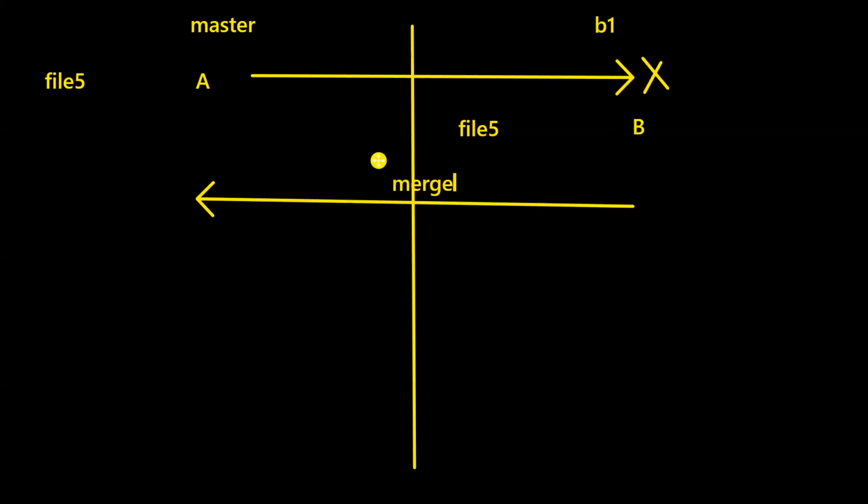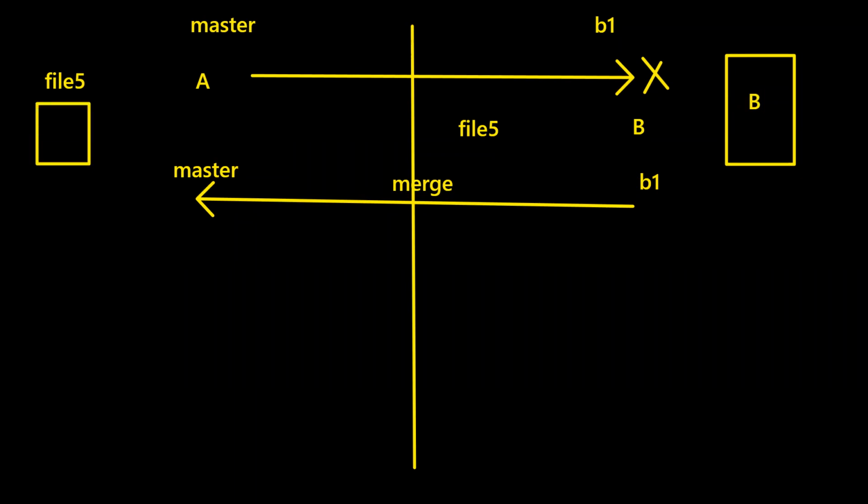What is the concept of merging changes from B1 to master? What is meant by merging? Merging basically is integrating, bringing changes from one branch to another, from B1 to master. So if you see the log or commit history of this particular file 5 on B1, it's simply B. And similarly, if you see the log of the same file 5 on the master branch, it's commit A.